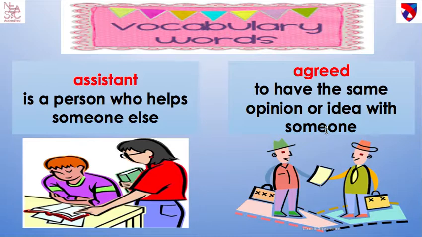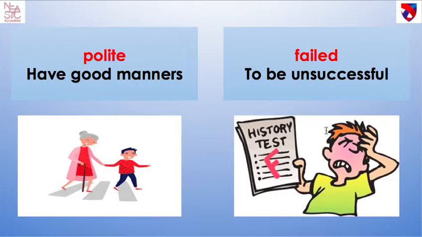Now, agreed. Agreed is to have the same opinion or idea with someone. So, for example, I am writing my persuasive writing about, let's say, ice creams are the best thing to have during summer. Now, if everyone agrees with my opinion, it means they understand and they agree and they say, yes, you are right about that thing. So we share the same idea.